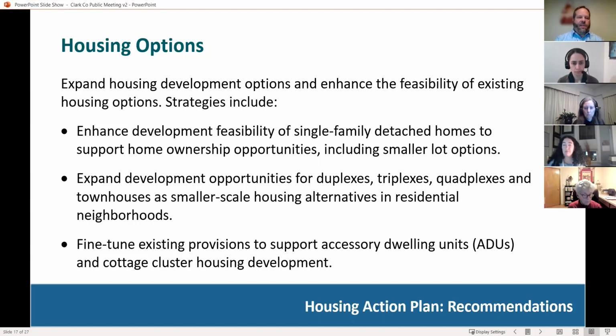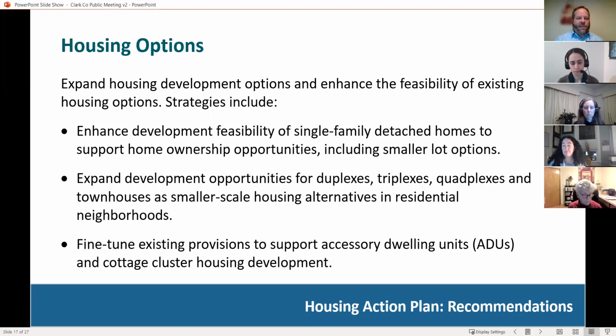Our second example is expanding development opportunities for what many people call middle housing, duplexes, triplexes, quadplexes, and townhouses as smaller scale housing alternatives in residential neighborhoods. Some of the strategies that fall into this category include permitting middle housing types like those I just mentioned in low and medium density zones, and revising minimum parking requirements to accommodate middle housing.